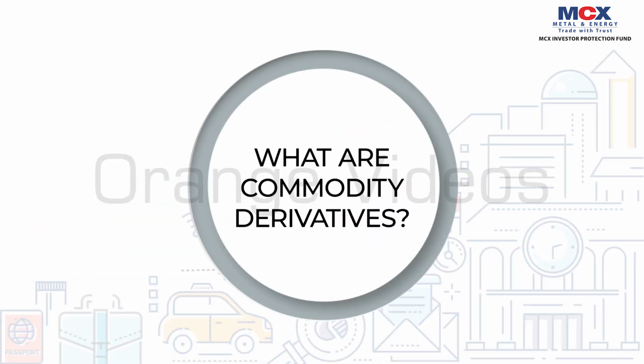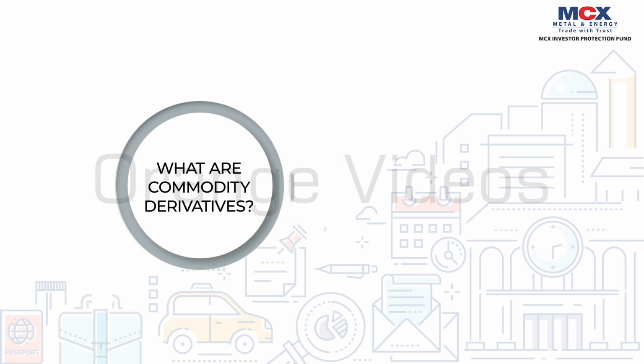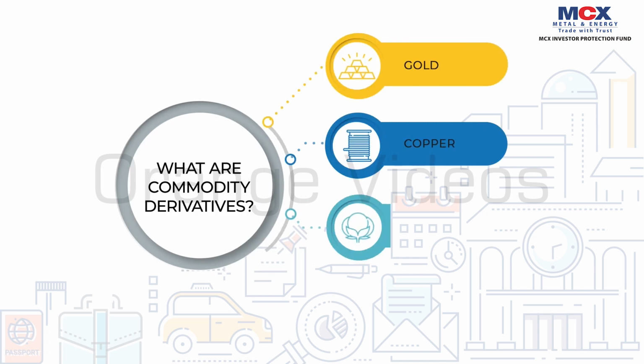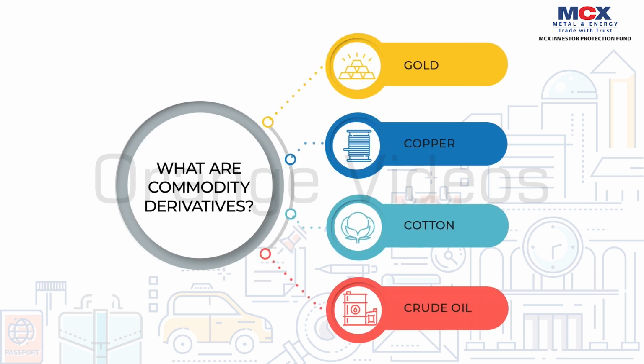What are commodity derivatives? Derivative instruments like forwards, futures, options, swaps have commodities such as gold, copper, cotton, and crude oil as underlyings. These could be broadly categorized as bullion, base metal, agriculture, and energy. Prices of derivative instruments change due to various factors, such as changes in the underlying prices.